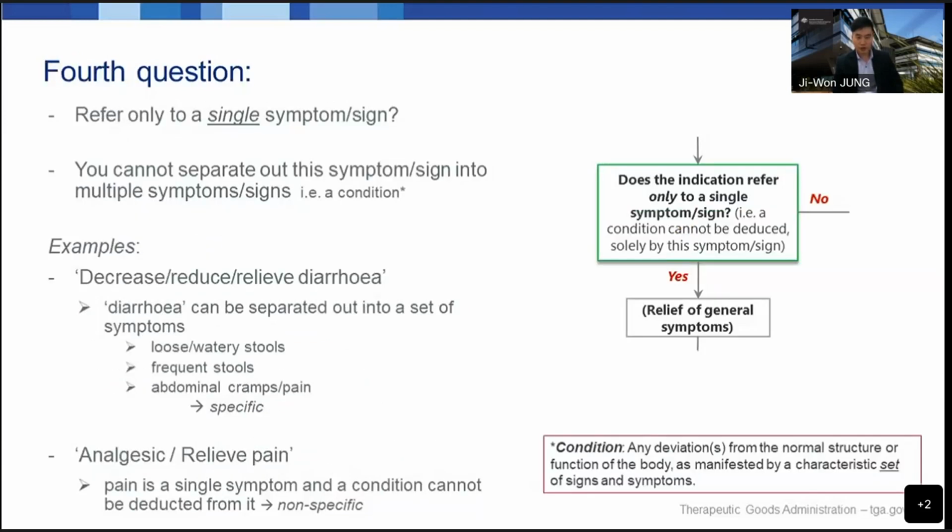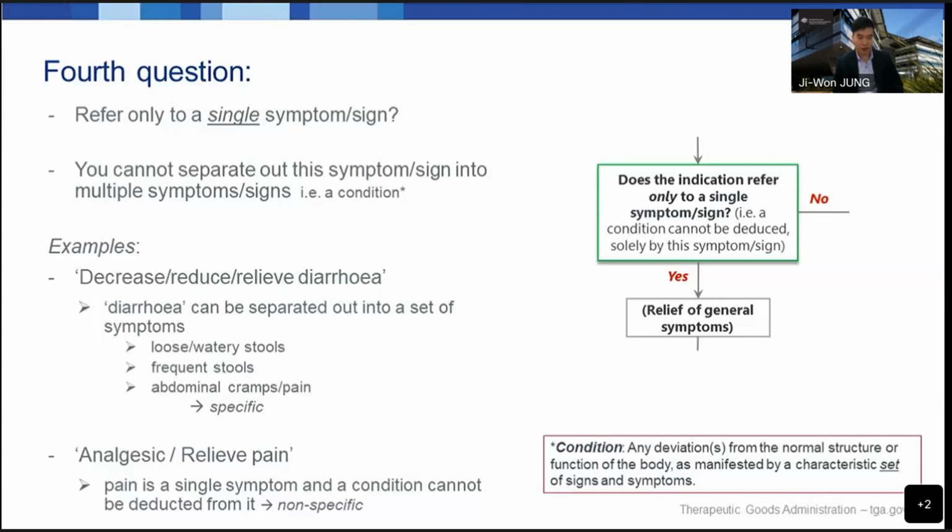So as to the final question, does the indication refer only to a single symptom or sign? In other words, can you determine what condition it is referring to solely by the symptom or sign? And if you're not very sure of whether it is only talking about a single symptom, you can break it down to see whether you can break the single symptom into multiple symptoms or signs. Because if you can, that would not be considered to be a single symptom, as the word condition is defined as a characteristic set of signs and symptoms.